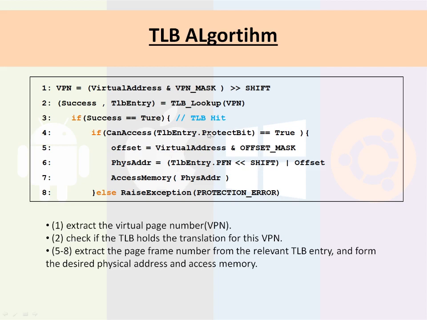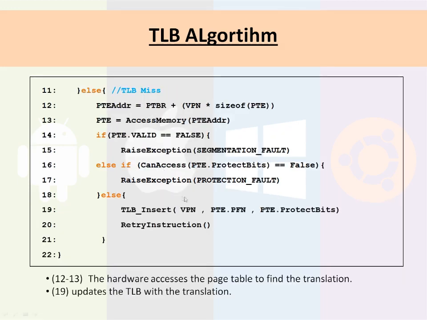Firstly, we need to check the protection bits, just like we did before. So on lines 5 to 8, we extract the page frame number from the relevant TLB entry, form the physical address, and access the memory. So it doesn't automatically just give you the physical address. You still have to go through a small process of getting the offsets and then the physical address, but it's a lot quicker. So that's in the case of a hit.